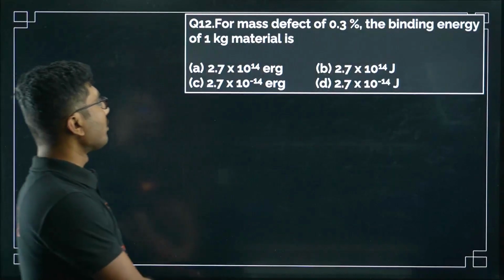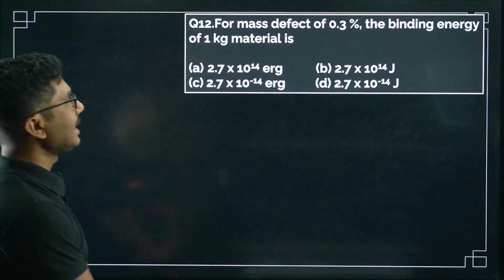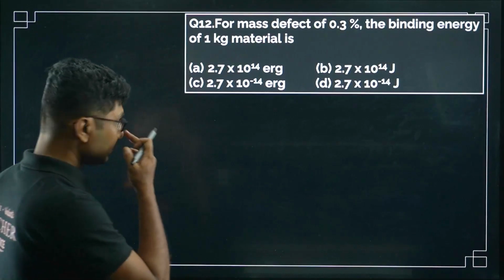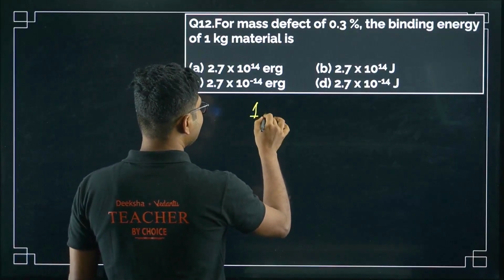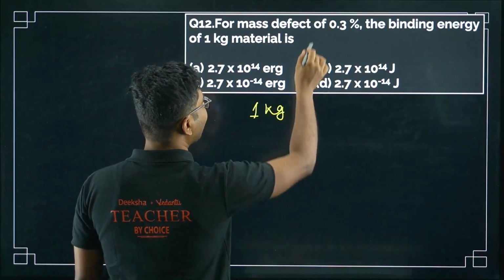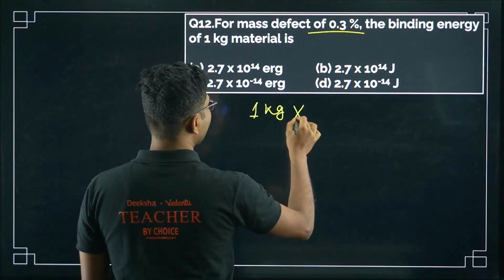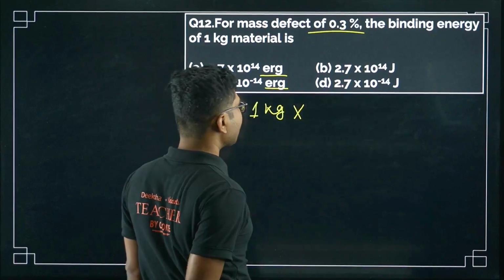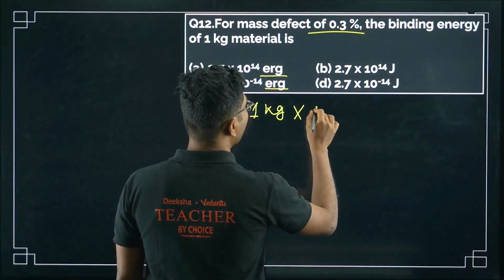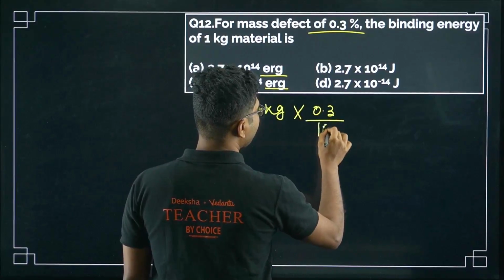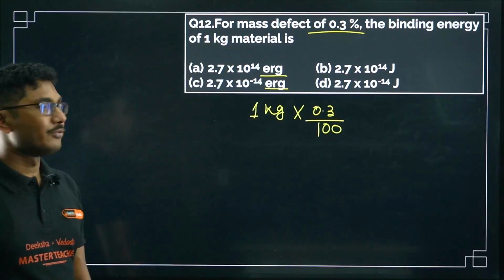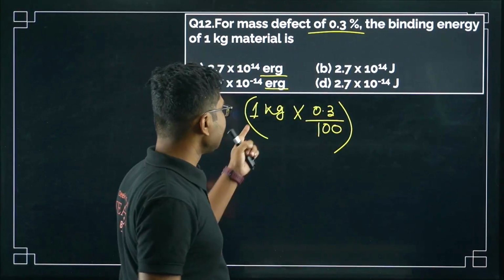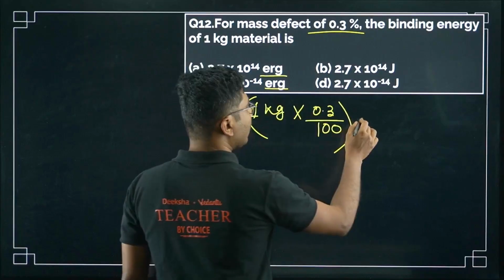Next question, for mass defect of 0.3%, the binding energy of 1 kg material is. So 1 kg material, okay, and the mass defect is 0.3%. The question is slightly odd. It is also given in terms of erg as well. So 1 kg into 0.3 divided by 100, right? That is the meaning of 0.3%. So the mass defect is 1 kg into 0.3 by 100 into c square, right?